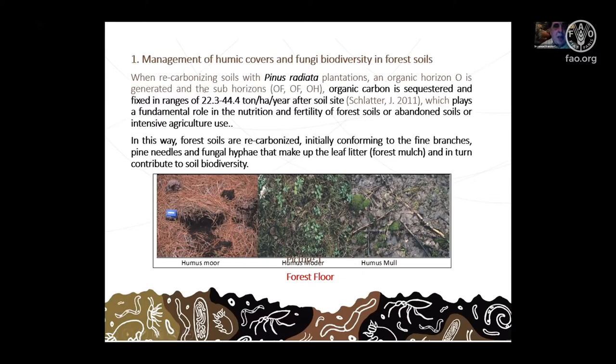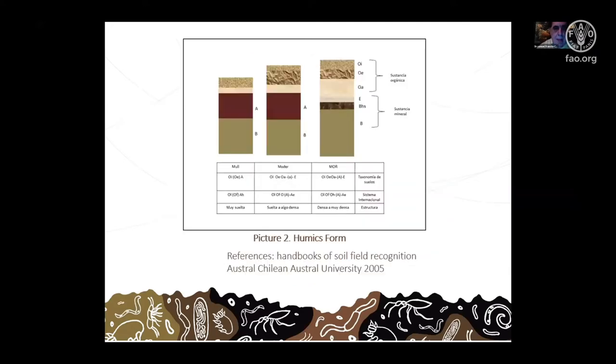Normally, in a forest, you can achieve a range from 20 to 40 tons per hectare per year of sequestrated organic carbon in the soil, which plays a fundamental role in the nutrition and fertility of forest soil or abandoned soils or intensive agriculture. You can see the very typical humic forms, mull, moder, and mor.